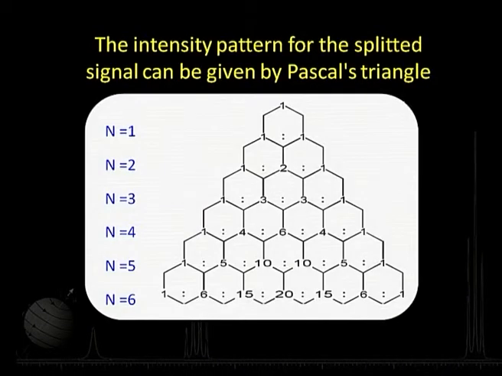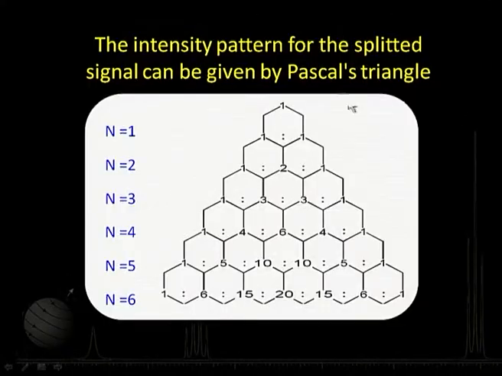Now, let us go further. We have seen 3 systems here: 1 neighbor, 2 neighbors, 3 neighbors. If there are more neighbors, how do I predict what kind of intensity patterns will be there? That can be done very simply in terms of what is called Pascal's triangle. Let us look at it.